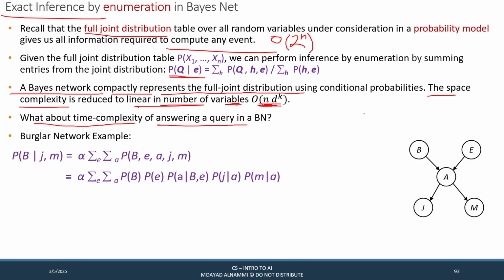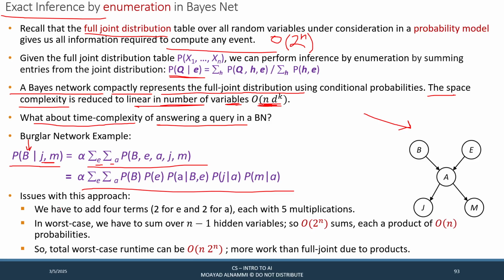Imagine I give you this Bayesian network here, a simple one, and I want to answer this query, the probability of B given J and M. In order to answer this query, I need to sum over the hidden variables. The hidden variables here are E and A, and so I need to compute this query. So you can see here that we have to add 4 terms, 2 for E and 2 for A, because I have 2 values for each. So the 4 terms are this. I need to sum 4 of them, 2 for A and 2 for E, each with 5 multiplications.